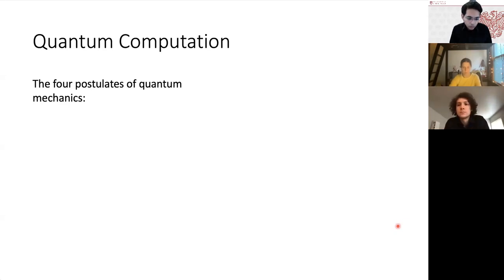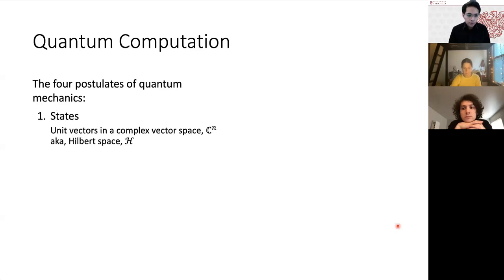So our goal is to be able to reason about quantum computation. What we would like to do is first try to understand the basic four postulates of quantum mechanics. The core idea to understand is that, mathematically, all of quantum mechanics can be described using linear algebra. And the first postulate of quantum mechanics describes how you specify the state.